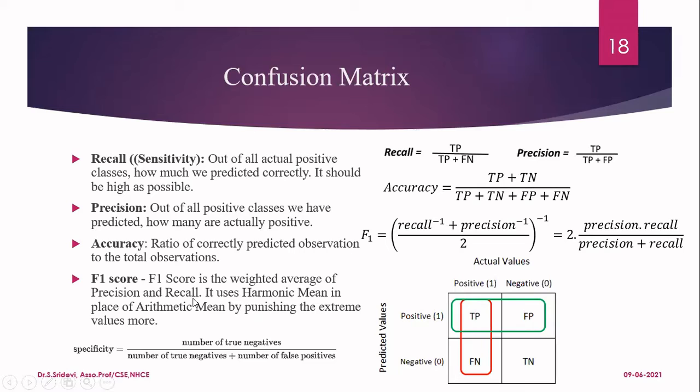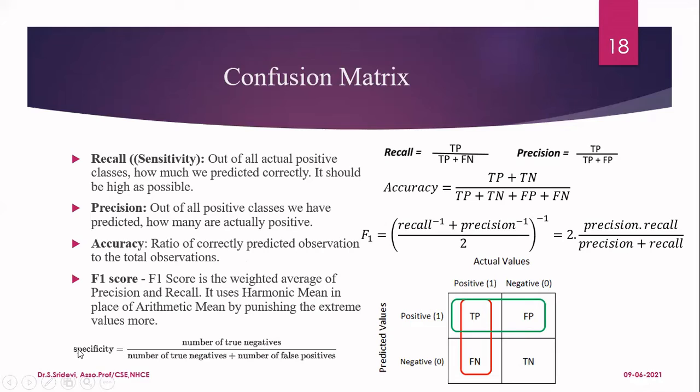The next measure is called the F1 score. The F1 score is the weighted average of precision and recall. And here they use the concept of harmonic mean instead of arithmetic mean. So the F1 score is calculated by this particular formula. The harmonic mean is 1 divided by recall plus 1 by precision, divided by 2. That is the mean, and the inverse of that is called the F1 score. If you find the final value, it is 2 multiplied by precision times recall, divided by precision plus recall. Once you calculate this, you can find the value of the F1 score.